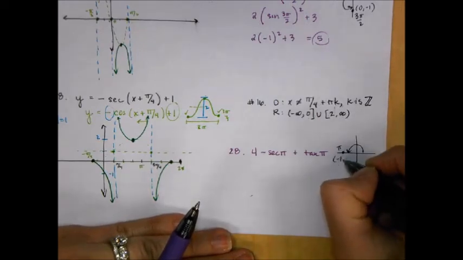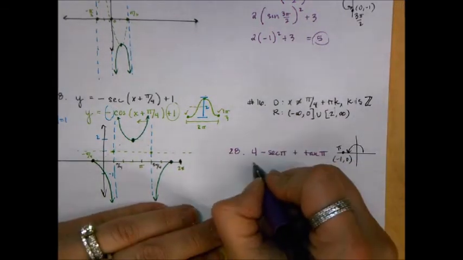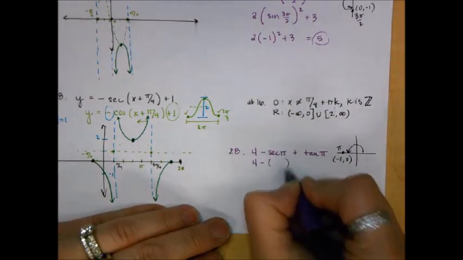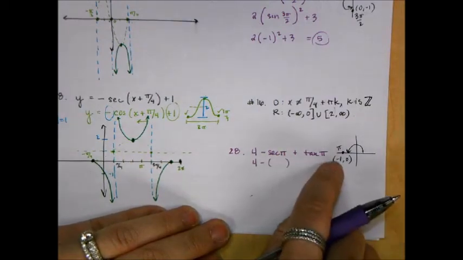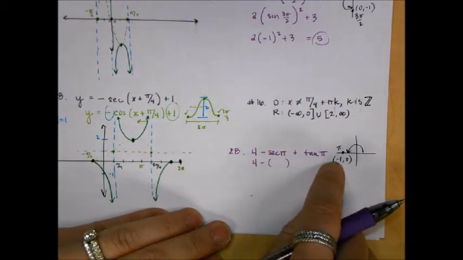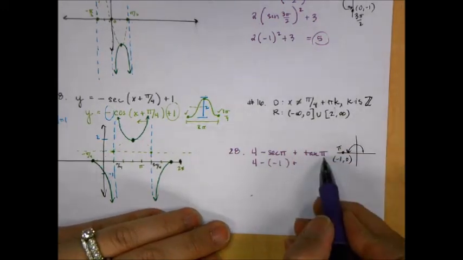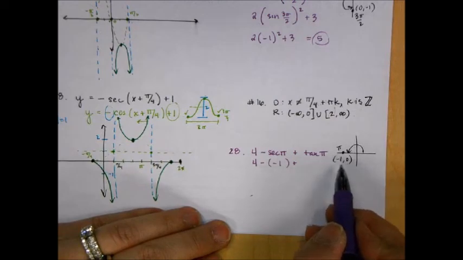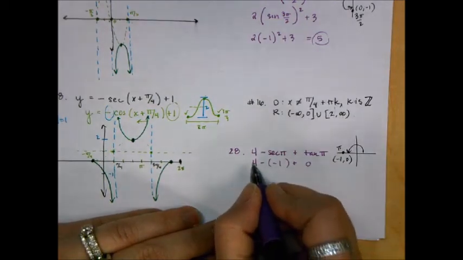Secant of pi. So secant's the reciprocal of cosine. Cosine is the x value, -1, the reciprocal, -1. Tangent at pi. So tangent is y over x. 0 divided by -1 is 0. And so I end up here with 4 plus 1, which is 5. All right, so that's everything that you'll need to know for Objective 10.